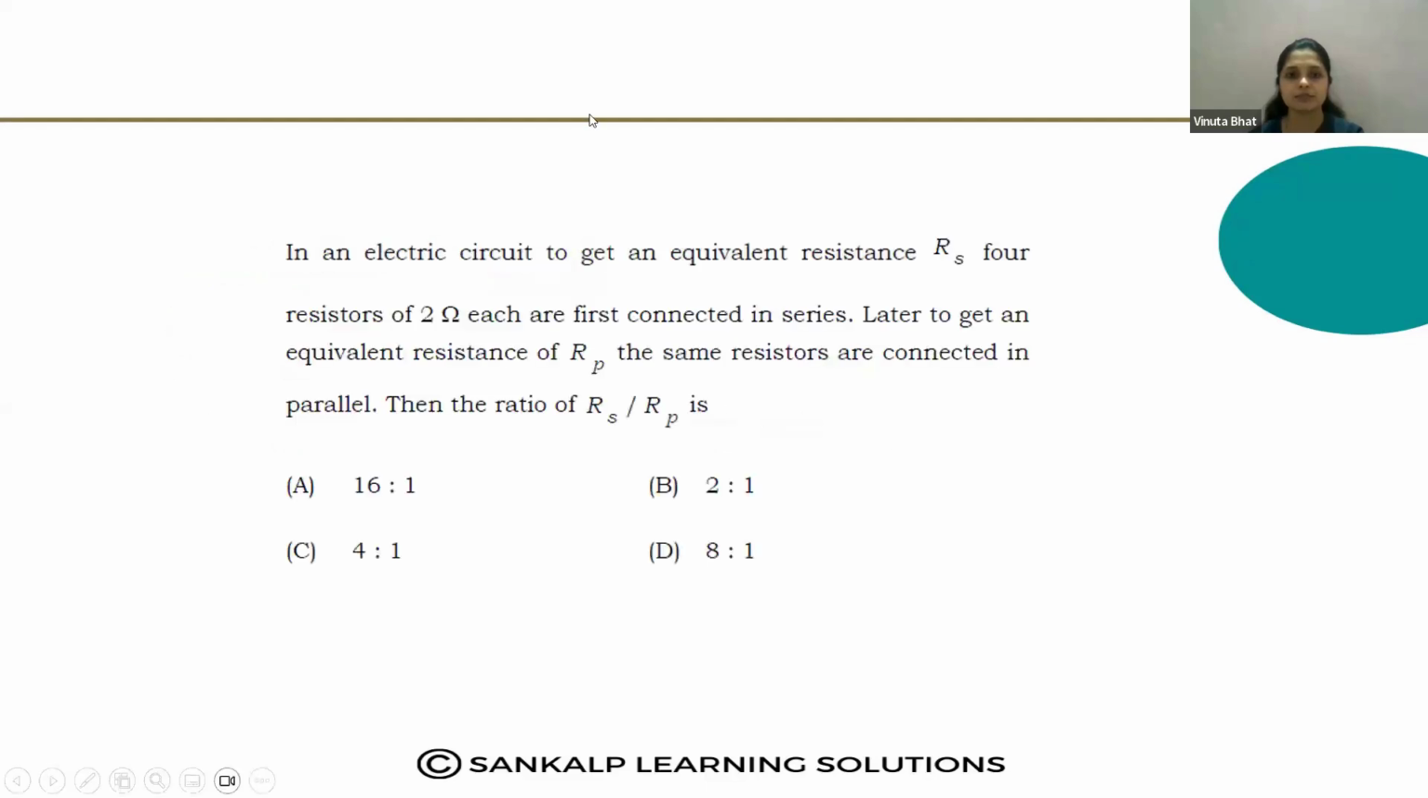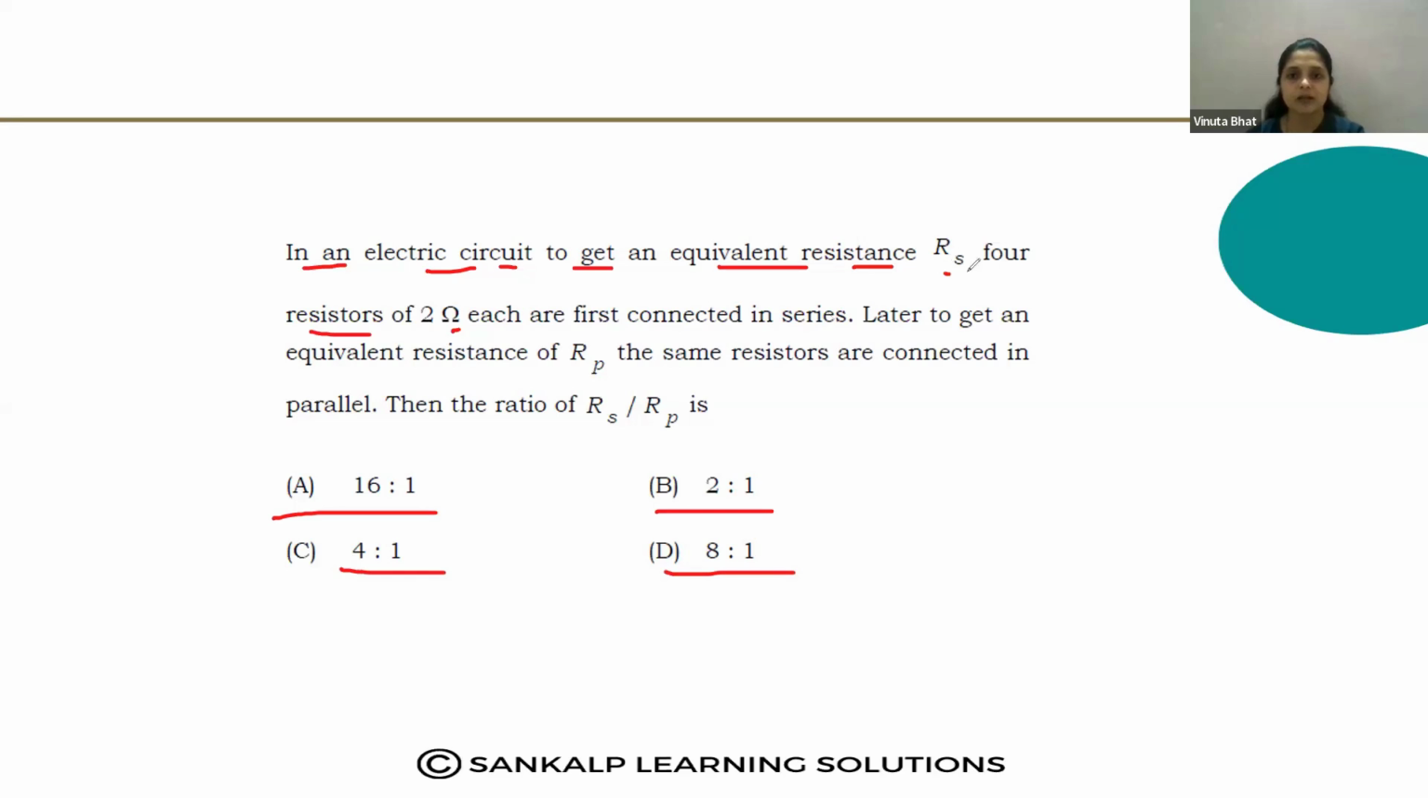Next question. In an electric circuit, to get an equivalent resistance Rs, 4 resistors of 2 ohm each are first connected in series. Later, to get an equivalent resistance of Rp, the same resistors are connected in parallel. The ratio of Rs by Rp is option A 16:1, option B 2:1, option C 4:1, option D 8:1.